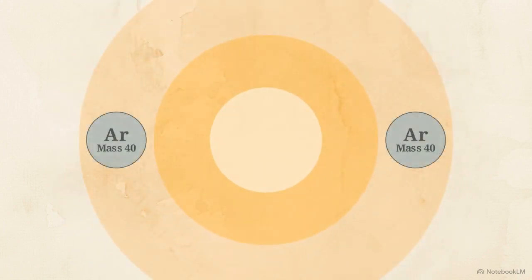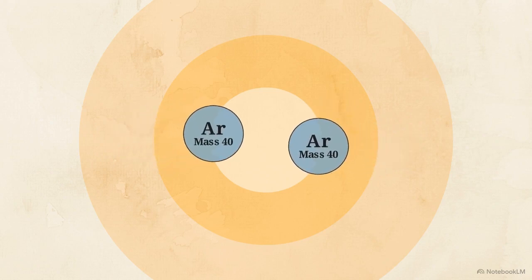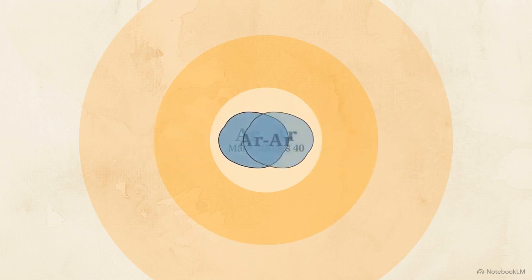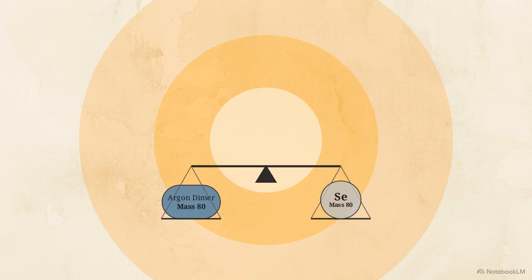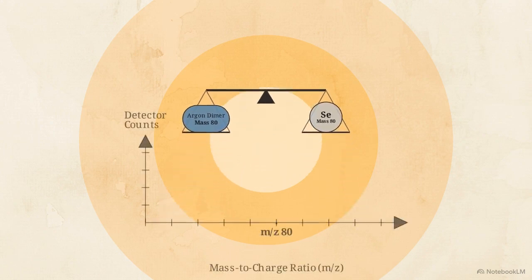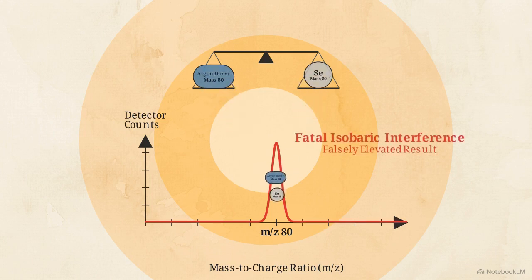In this animation, you can see how the extreme heat of the torch occasionally forces two argon gas atoms, each with a mass of 40, to fuse together into a single argon dimer. That dimer has an atomic mass of exactly 80. As the mass detector graph spikes, it creates a fatal isobaric interference because mass 80 is perfectly identical to the most abundant natural isotope of selenium.